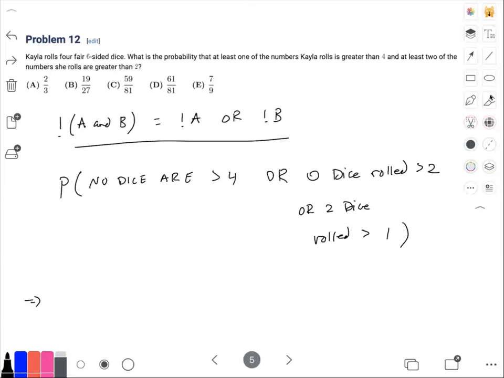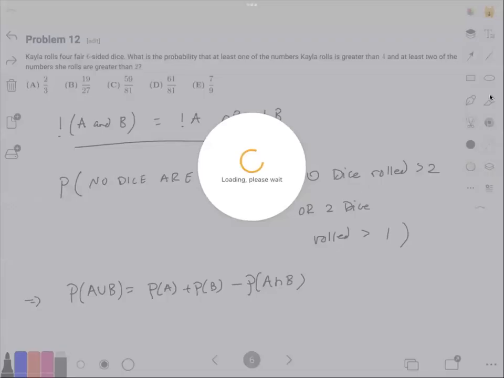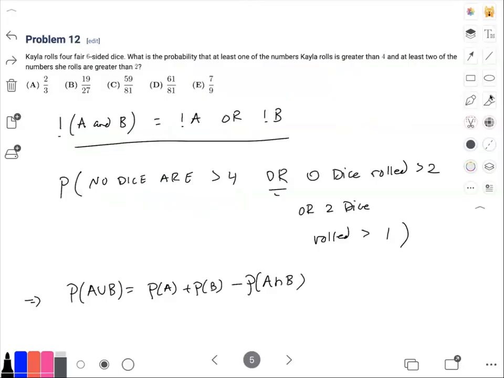Since we have OR, we want to use the principle of inclusion and exclusion: the probability of A union B is the probability of A plus the probability of B minus the probability of A intersect B. So how can we employ this? Let's count the number of ways, and then we'll divide by 6 to the power of 4 at the end, since we have 4 dice and 6 options for each die.